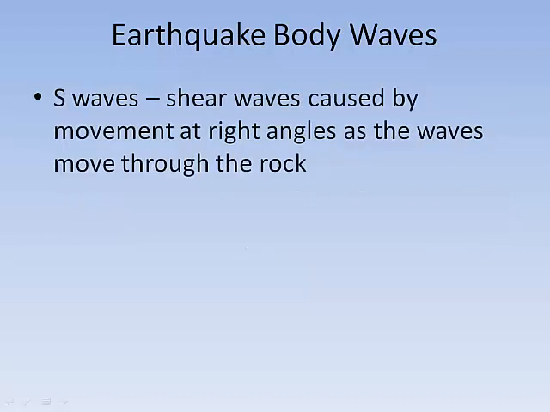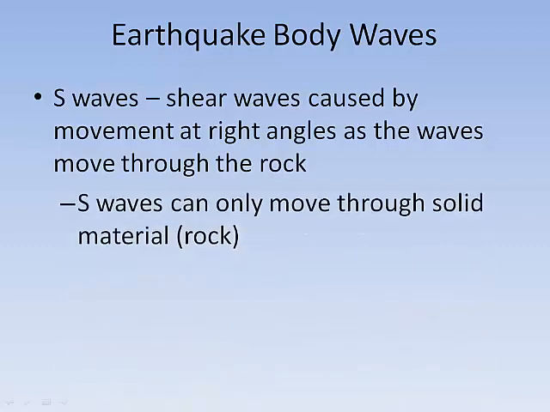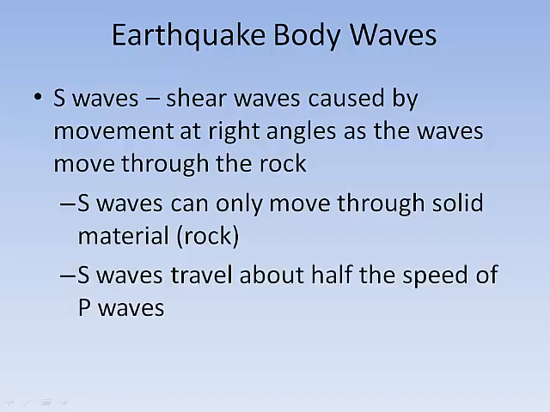A different type of body wave is called an S wave. S stands for shear. S in shear, S wave. Shear waves are caused by movement at right angles to the direction the wave travels. Shear waves can move only through solids, so they can only move through rock. They can't move through magma, they can't move through water, and they can't move through the outer liquid core. S waves also only travel about half the speed of P waves.